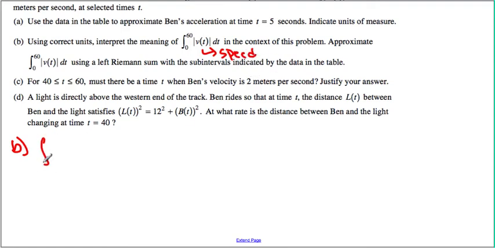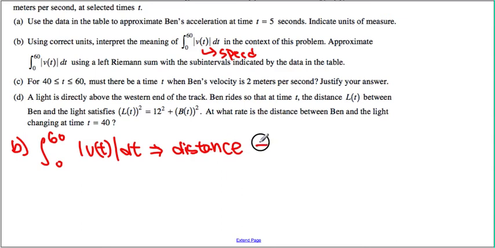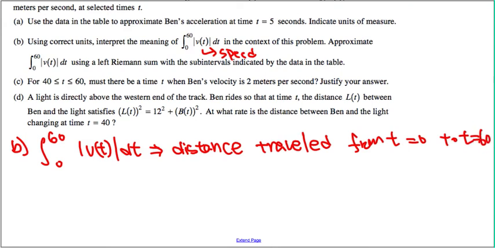That means integration of 0 to 60, absolute value of v of t dt is simply talking about distance traveled from t equals 0 to t equals 60. Alright, that's basically what it is.